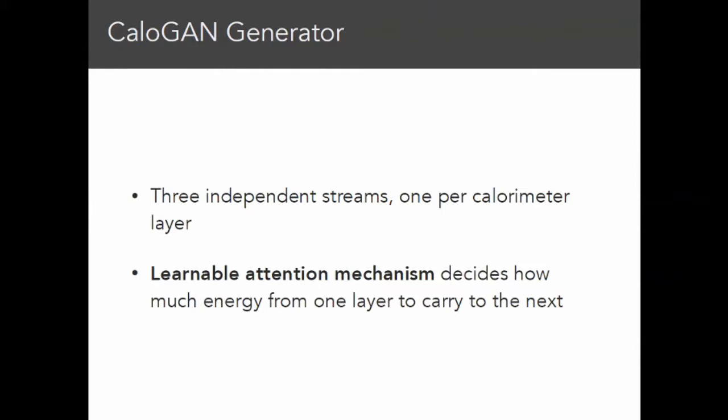The thing that is unique about CaloGAN is that we have a learnable attention mechanism. And this attention mechanism basically decides how much information to propagate from layer to layer to make it physical. And this is actually quite powerful in building models that understand sequential dependence.